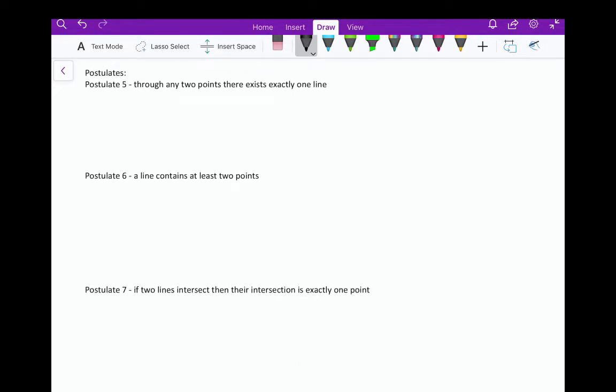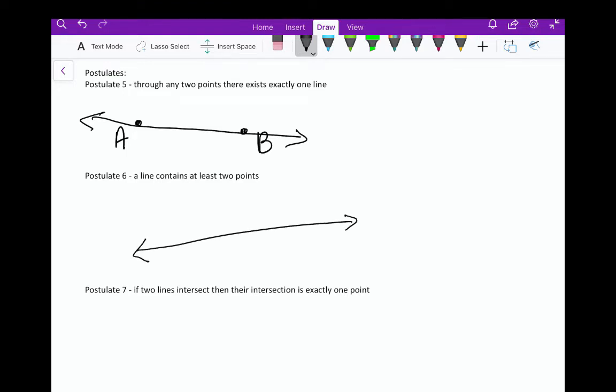So postulate 5 says, through any 2 points there exists exactly one line. So if I have point A here and point B here, then I know that there is a line between those 2 points. Postulate 6 says a line contains at least 2 points. So in this scenario, I would draw my line first, and on that line, I could show that there are at least 2 points, at least meaning greater than or equal to. So I could put a ton of different points on that line, but at least there's 2.